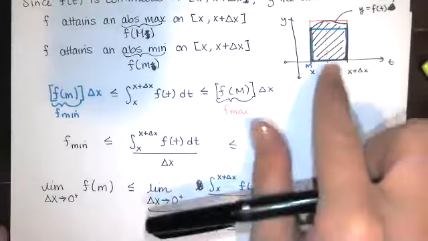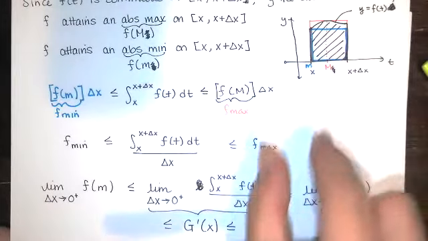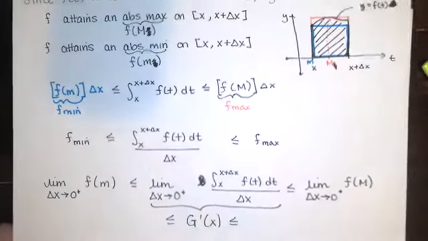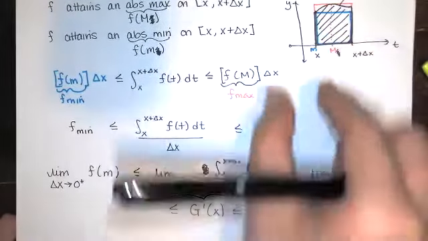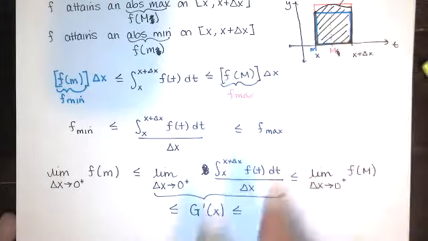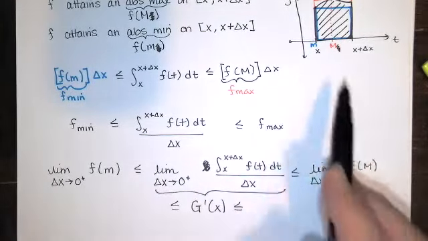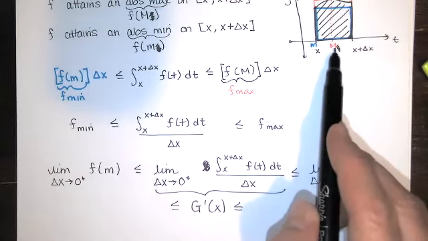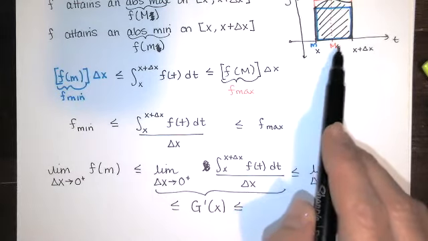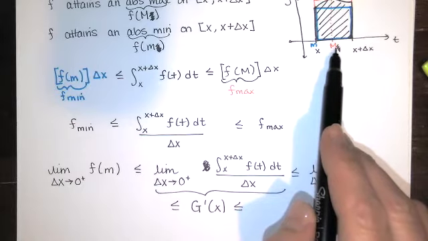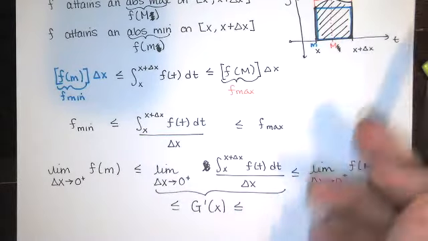But as we approach 0 from the right, that interval is getting smaller and smaller and smaller. That minimum and maximum value are going to have to get closer together because that interval is getting so small. In the limit, as delta x approaches 0, little m and big M, the x value where f attains its minimum and the x value where f attains its maximum, have to be approaching x because delta x is approaching 0.